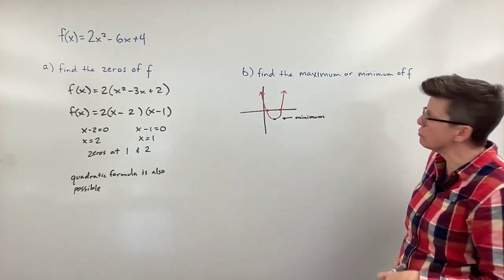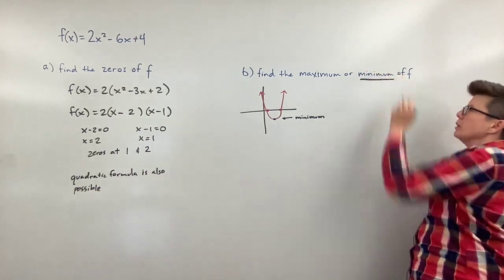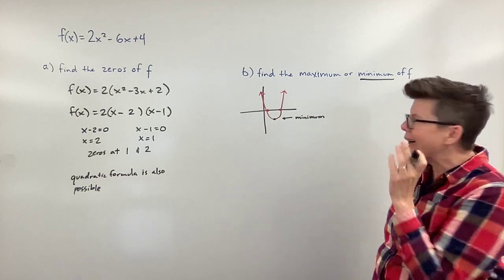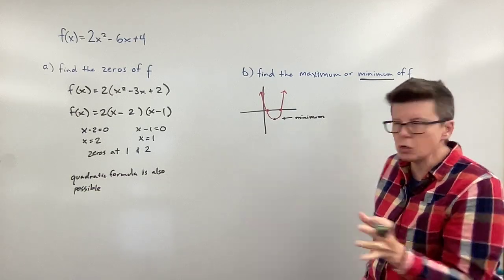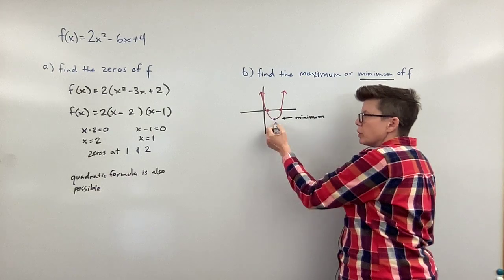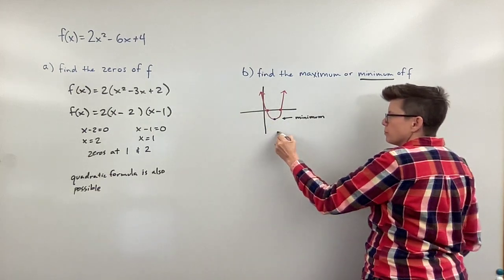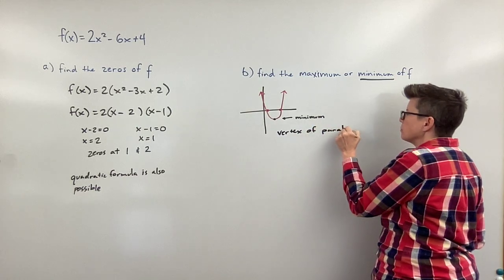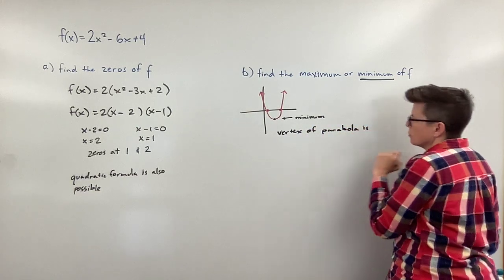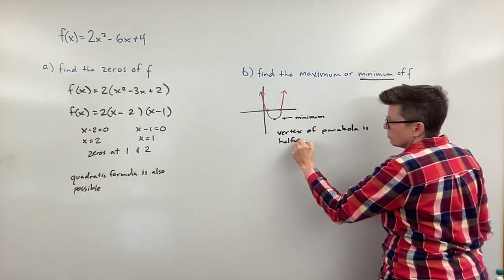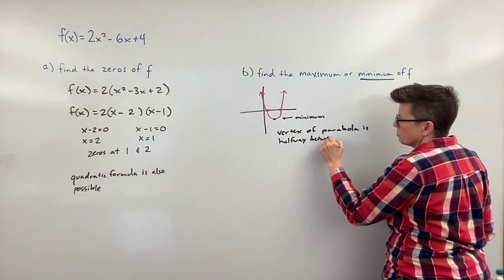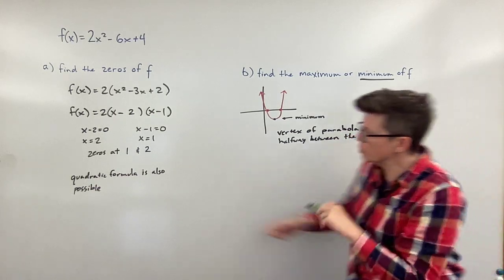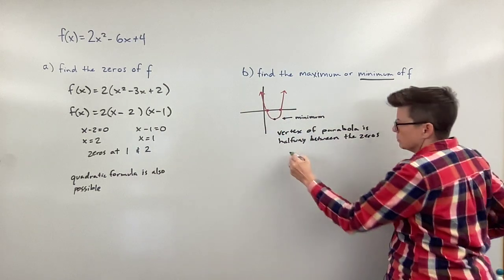Now let's actually solve for the minimum of this function. How am I going to go about that? Well, I happen to already have the zeros, so I know that the minimum will occur halfway between the zeros. Halfway between 1 and 2.